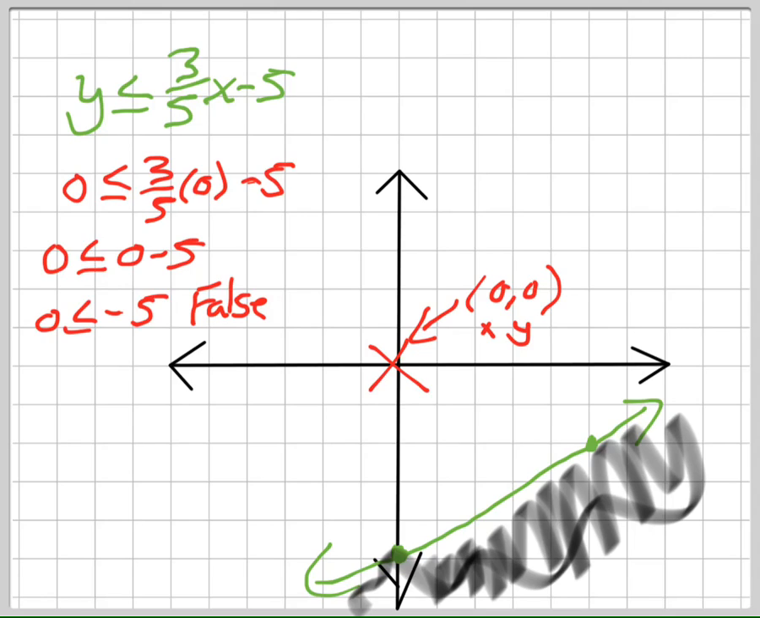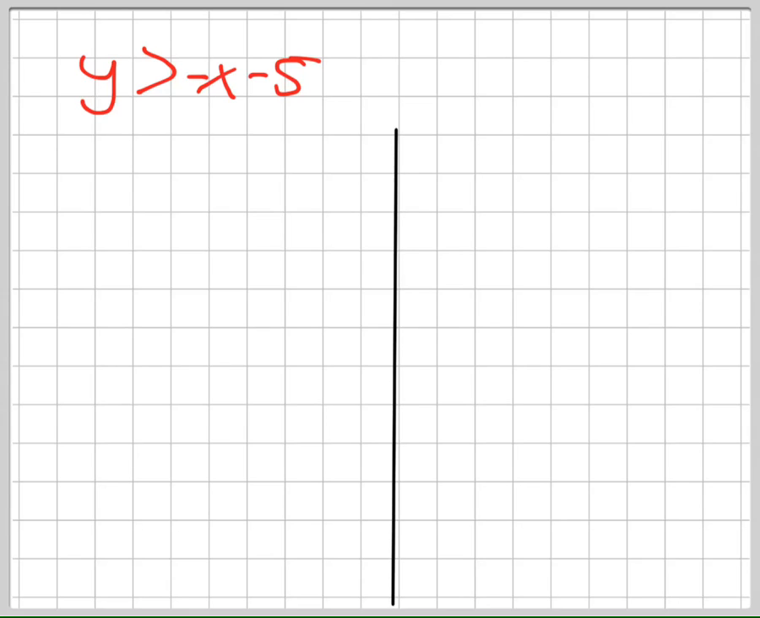Okay. All right, any questions at that point? All right, let's go to 3. 3 says y greater than negative x minus 5. So you're going to start with your boundary line.